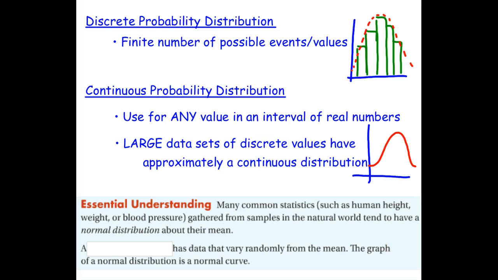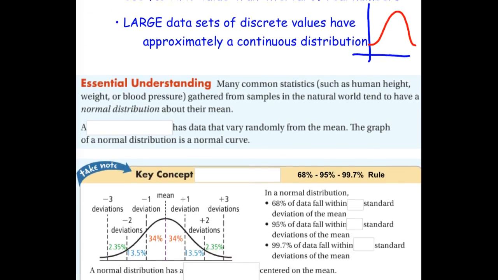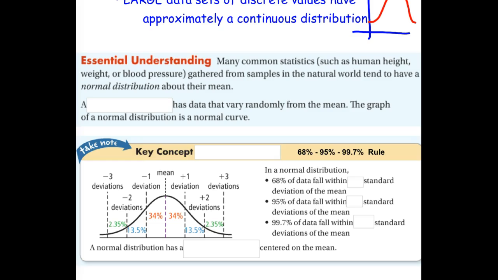So we're going to have a few examples where we use the height of the bar to help us figure out the probability of being in that interval. And we're also going to look at how we figure out the area under a curve like this. Many common statistics, such as human height, weight, or blood pressure, gathered from samples in the natural world, tend to have a normal distribution about their mean. In other words, if I collected just a random sample of all American males between the age of 40 and 50, okay, we could fit that normal curve to it.